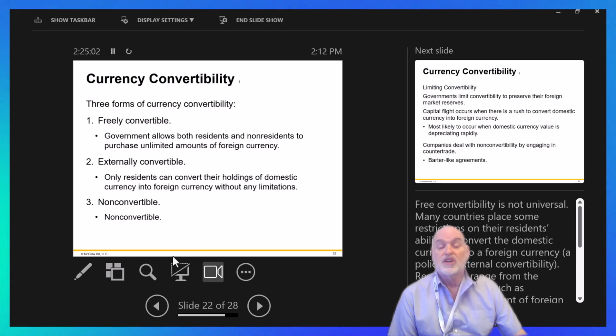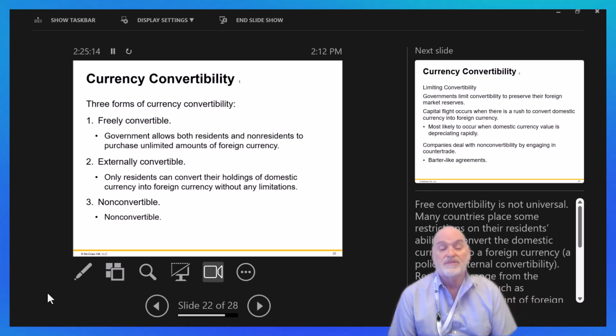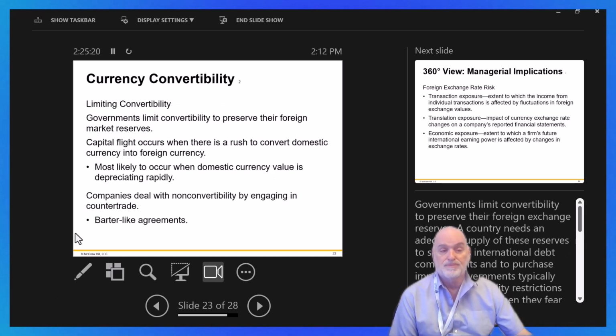Three forms of currency convertibility. One, freely convertible. Government allows both residents and non-residents to purchase unlimited amounts of foreign currency. Two, externally convertible. Only residents can convert their holdings of domestic currency into foreign currency without any limitations. And number three is non-convertible.